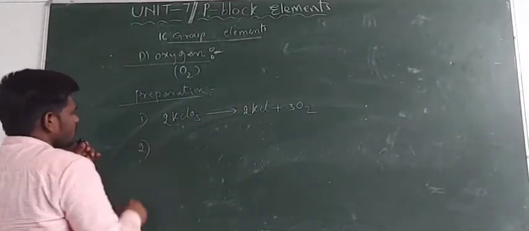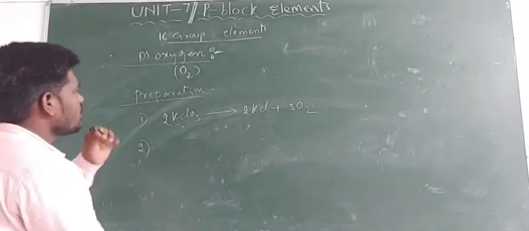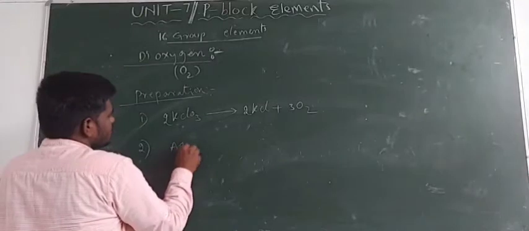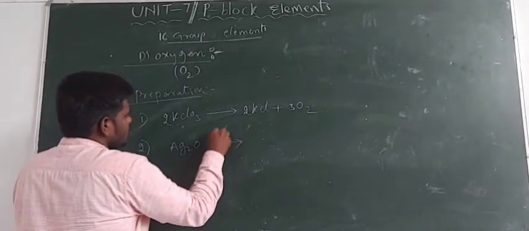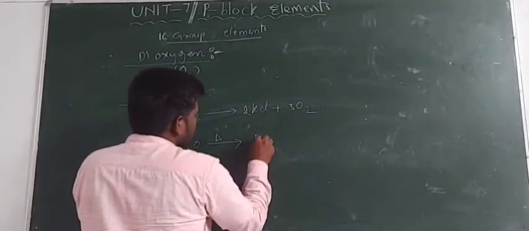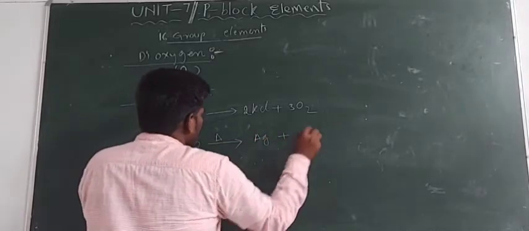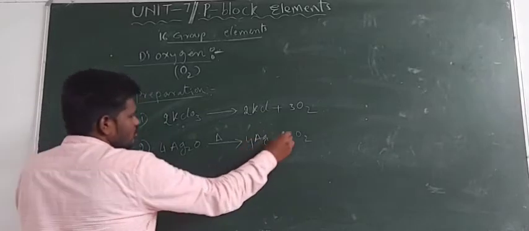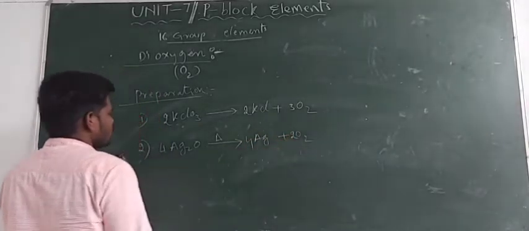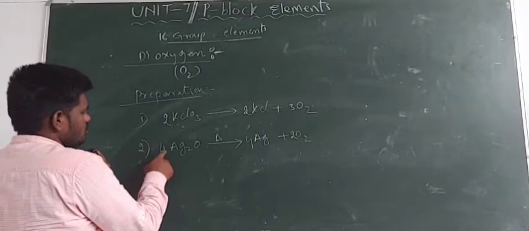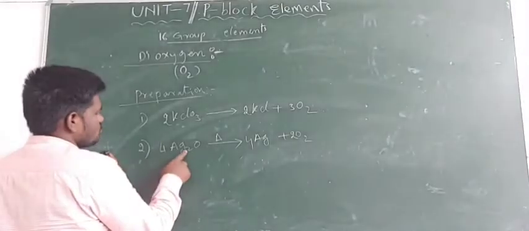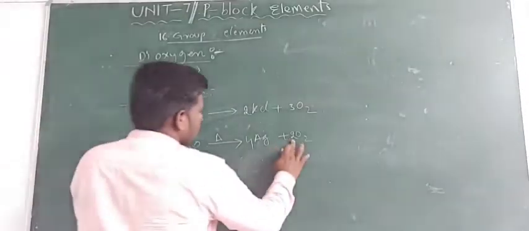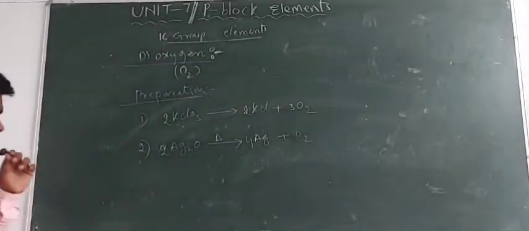And the next one, we can prepare dioxygen or oxygen gas by heating metal oxides. Ag2O upon heating gives Ag plus O2 gas. So here multiply with 4 and 4, and next one 2 moles of the oxygen. Right? Better to take 2 moles of Ag2O, and here no need of this one. So here all are balanced.